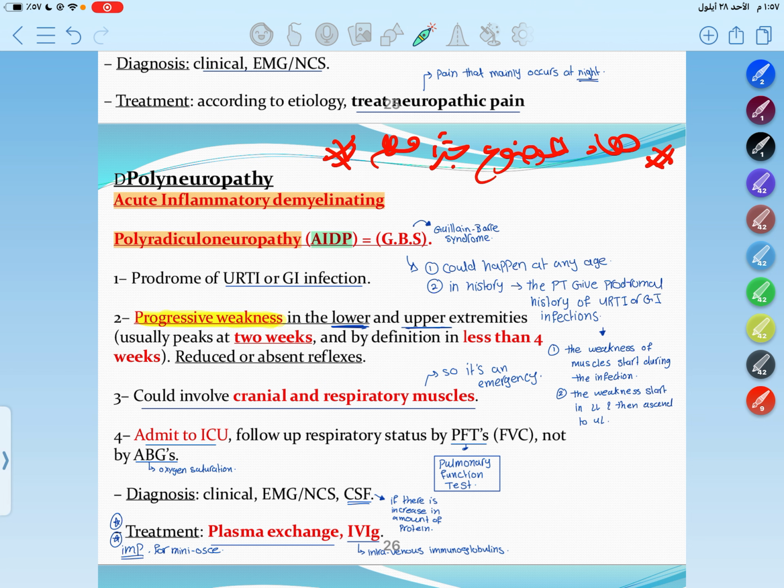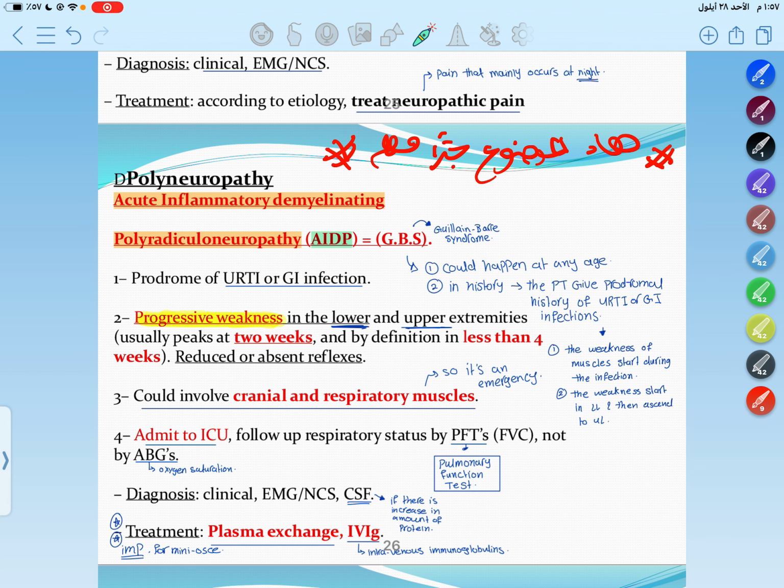So that patient should be treated in intensive care with frequent respiratory function tests. Don't wait for the ABG. And of course, the diagnosis is clinical plus EMG, nerve conduction and CSF examination. The CSF examination shows a rise in the protein of the CSF. So it's a medical emergency. Often a case history comes in the exam: a patient with such a history, admitted, and this happened.